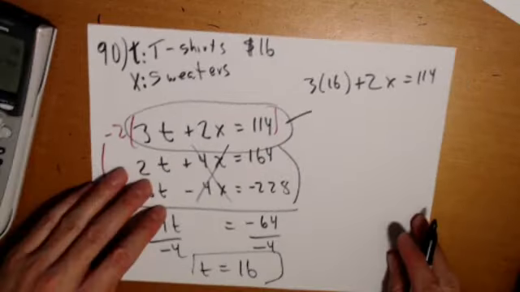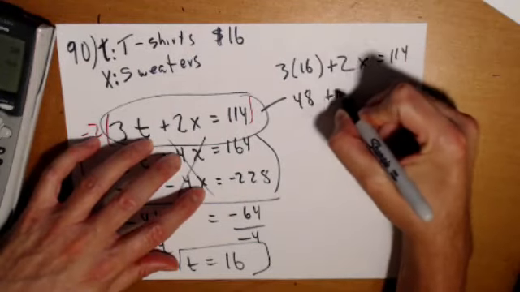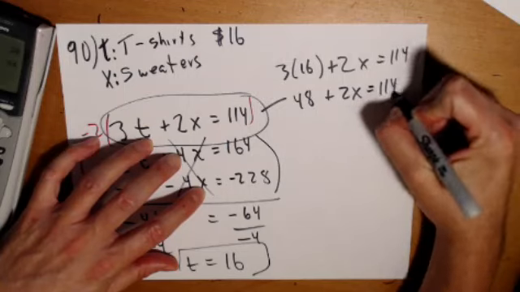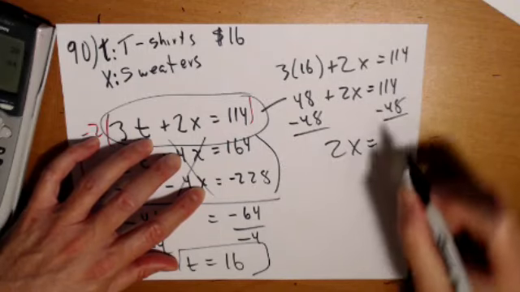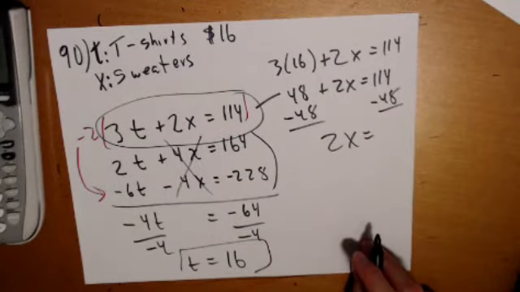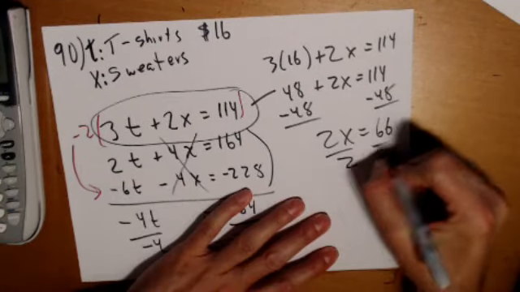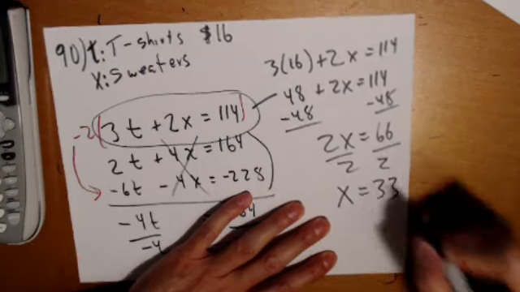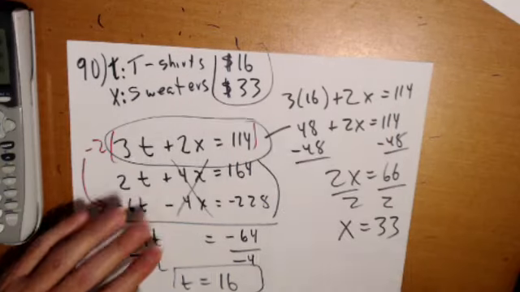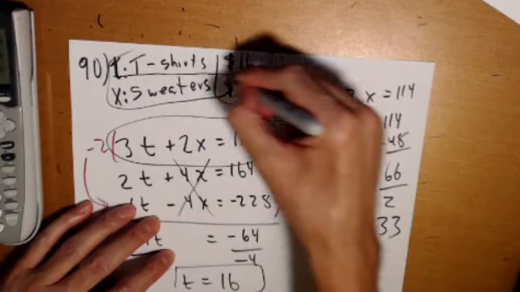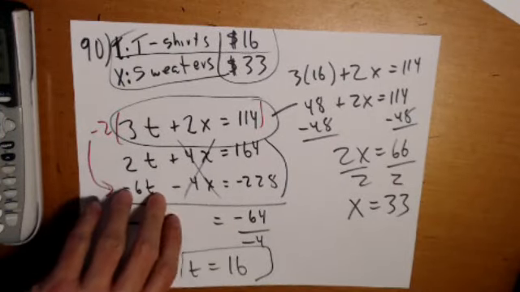Okay. So now, let's see. 3 times 16 is 48, plus 2x equals 114. Subtract 48. Subtract 48. 2x is equal to 114 minus 48, and the calculator says 66. Divide by 2. Divide by 2. X is 33. So a sweater must cost $33. So right there, T-shirt, 16. Sweater, 33. Whew. Okay.